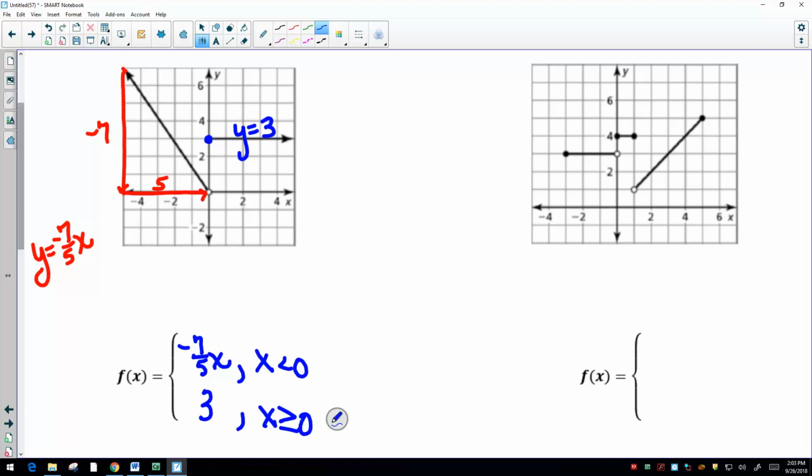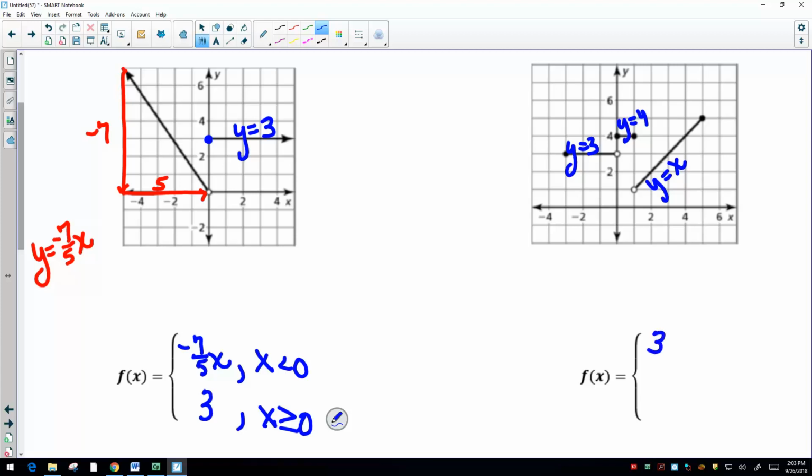Okay, for the second one over here, I have 3 parts. So now I need 3 equations. So I have a horizontal line that looks like y equals 3. I have another horizontal line that looks like y equals 4. And if we were to look at this one, I could see this is going to be the equation y equals x. I have a slope of 1 and I have a y-intercept of 0. So now again, we just have to consider the restriction.